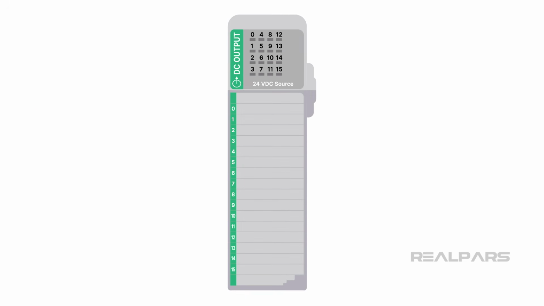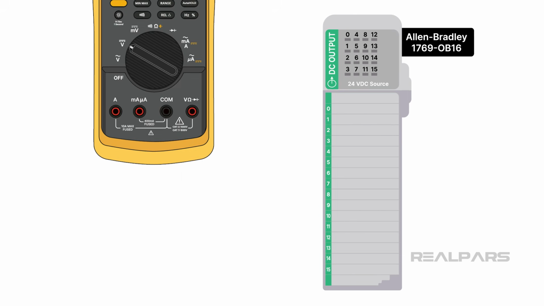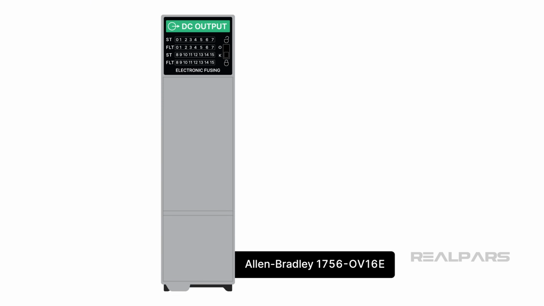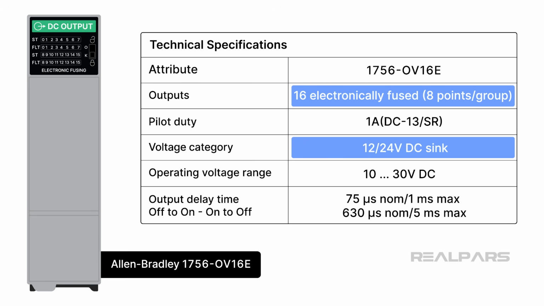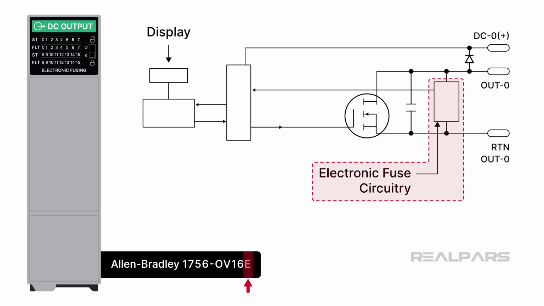Many output modules, such as the Allen-Bradley 1769-OB16, have only ST LEDs that indicate the command logic status as directed by the PLC program. Troubleshooting is a bit more challenging and usually requires more voltage measurements. The Allen-Bradley 1756-OV16E is a 16-output sinking module. The letter E stands for electronic fusing.